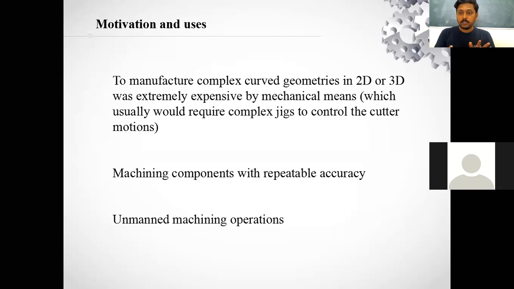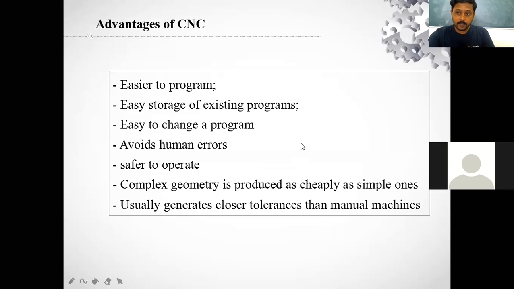So these kind of things will not take place because of the constraint of the technology. So basically what we are trying to say is that the machining operation is automatic. So this is the motivation and use of CNC machine. There are a lot of advantages since it is easier to program. Programming is easier. If you have the knowledge of programming, you can get a job for that.